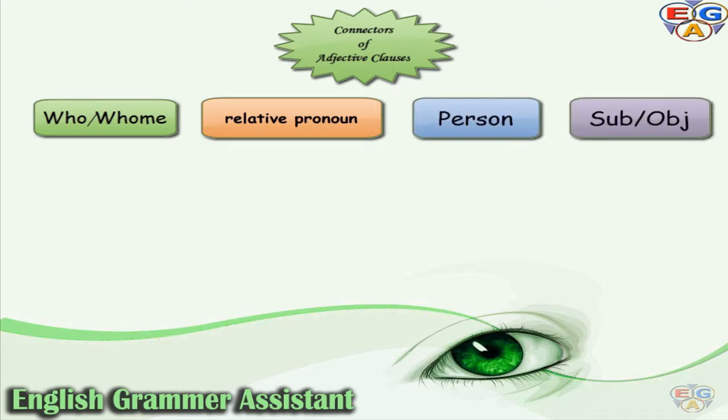The relative pronouns who and whom. These two connectors follow persons' nouns. However, who can function as either the subject or object of the adjective clause, whereas whom can only function as the object of the adjective clause.